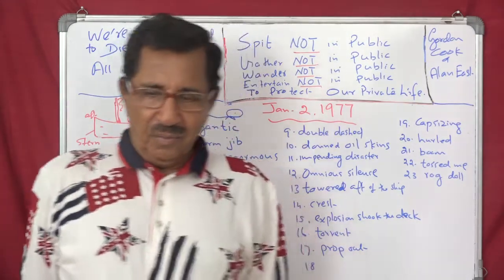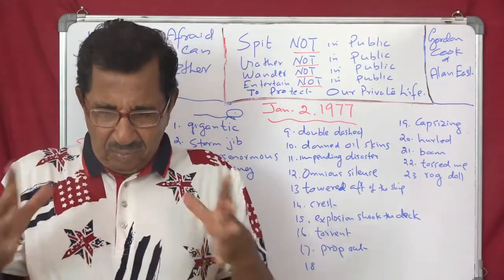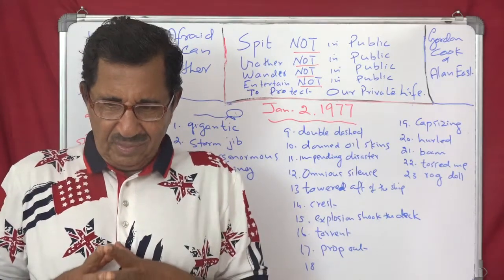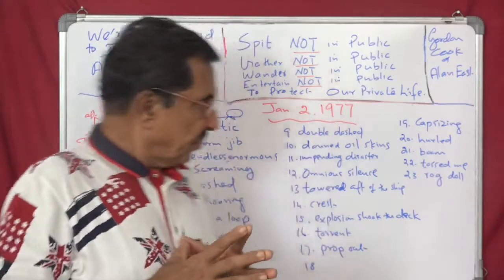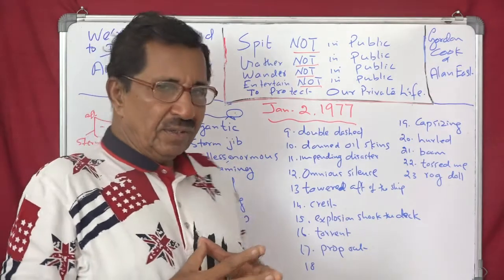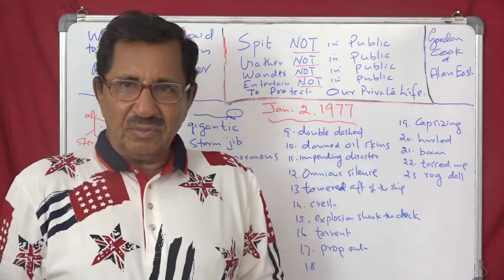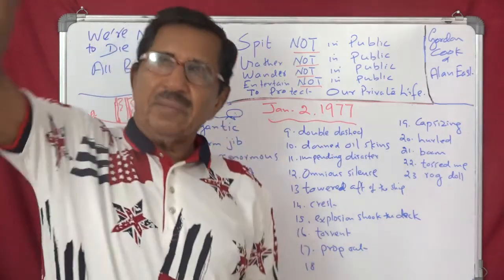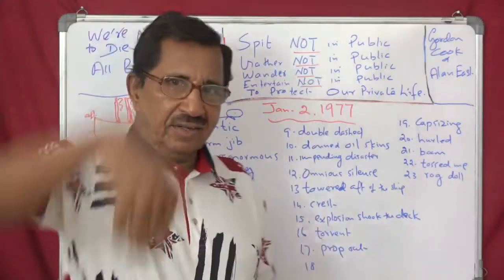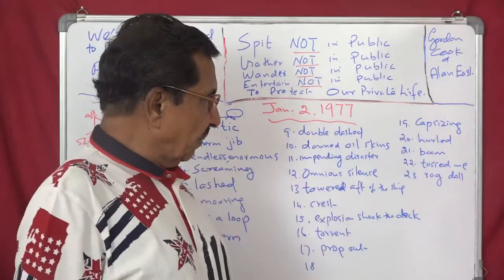Boom. Boom is a pole, P-O-L-E, pole. See? A pole. This boom. Then tossed up. Tossing, you have seen, right? Suppose you are in a torrent, you will be tossed up like this. Sometimes you come up, then you go down like this. That is called tossing up.